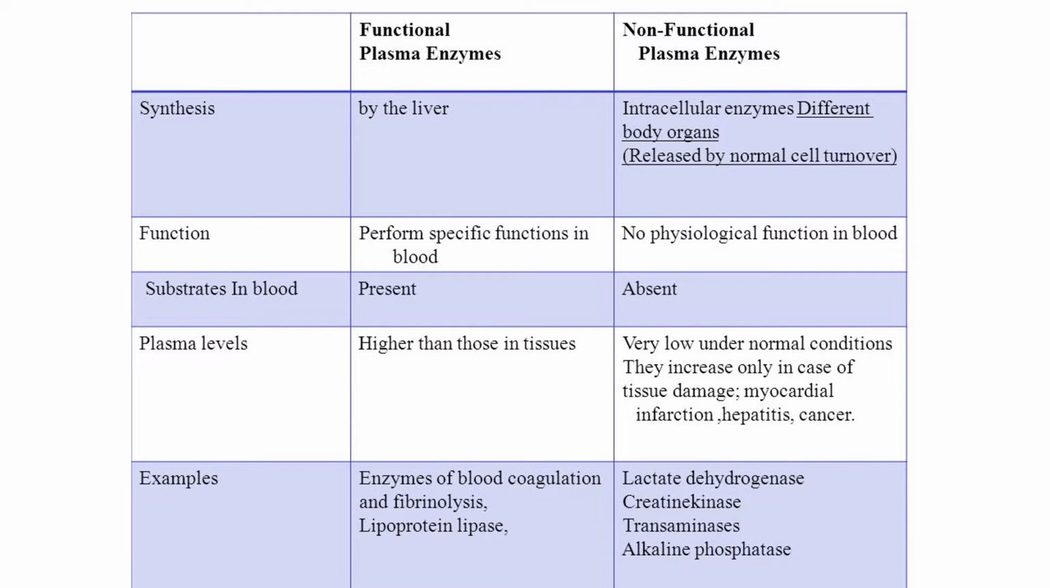So in that situation, in disease processes when the destruction of the number of cells is more, then these levels of non-functional enzyme will increase in the plasma. And as I told you, examples are myocardial infarction, hepatitis, or when a patient is suffering from any cancerous condition. As far as the examples of the functional plasma enzyme are concerned, they are enzymes of blood coagulation and fibrinolysis, and the most important one is lipoprotein lipase.